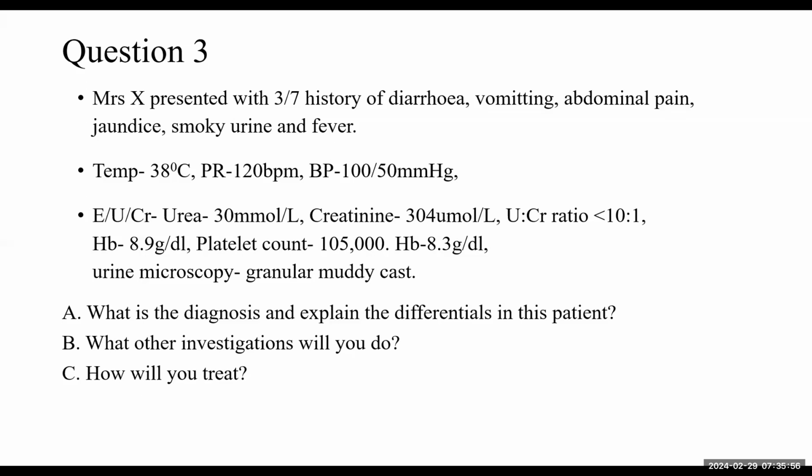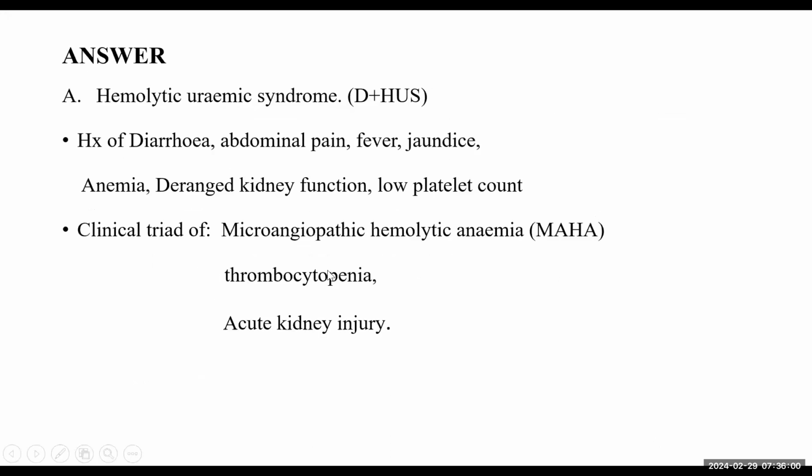So the diagnosis. Based on the history that was given, the first diagnosis I entertain in this patient is hemolytic uremic syndrome, that's HUS, probably the diarrhea-associated type. Because of the history of diarrhea the patient presented with, the abdominal pain, the fever, and then the jaundice, and then the history of anemia, the low hemoglobin count, the deranged renal function, and the low platelet count.